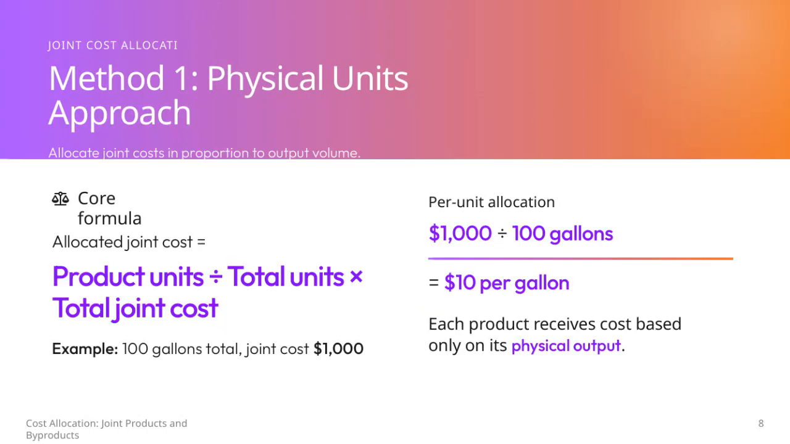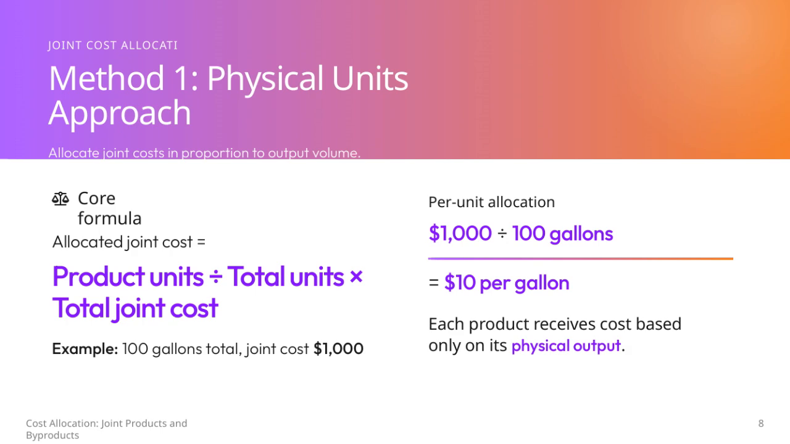Here we are looking at the joint cost allocation using the physical units approach. The core idea is to allocate joint costs based on the physical output of each product. The formula is quite straightforward. You take the product units, divide them by the total units produced, and then multiply by the total joint cost. For example, if we have 100 gallons in total and the joint cost is $1,000, the per unit allocation is calculated by dividing $1,000 by 100 gallons. This comes to $10 per gallon.